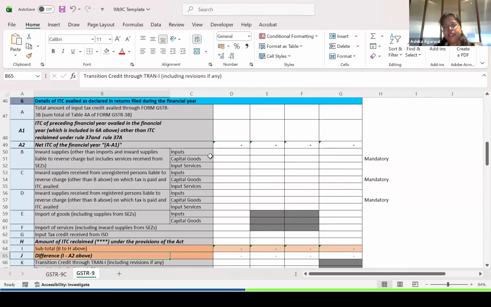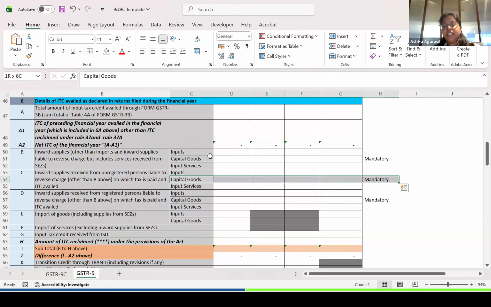Now, in Table 6, we have already discussed how the reporting from 3B flows. But apart from that, they also want us to divide into 3 more categories: input, capital goods, and input service. Here, to write about capital goods, it's a mandatory field. You have to fill it in GSTR 9. Capital goods identification is very simple.